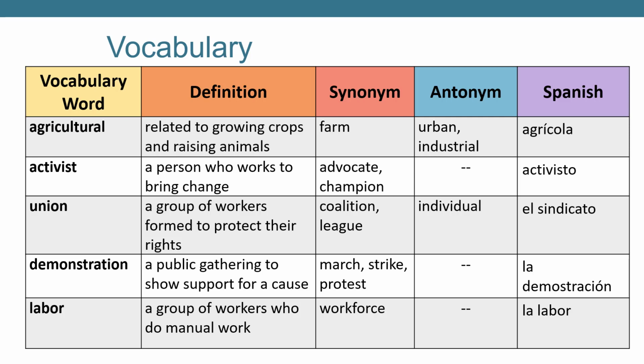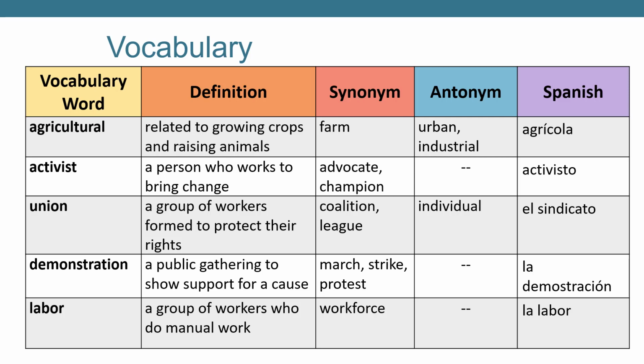Our second word is one we've heard before. It's activist. I wanted to remind you, an activist is a person who works to bring change. A synonym or word that means the same might be advocate or champion, and there aren't really any antonyms or opposites for this one. Our next word is union.